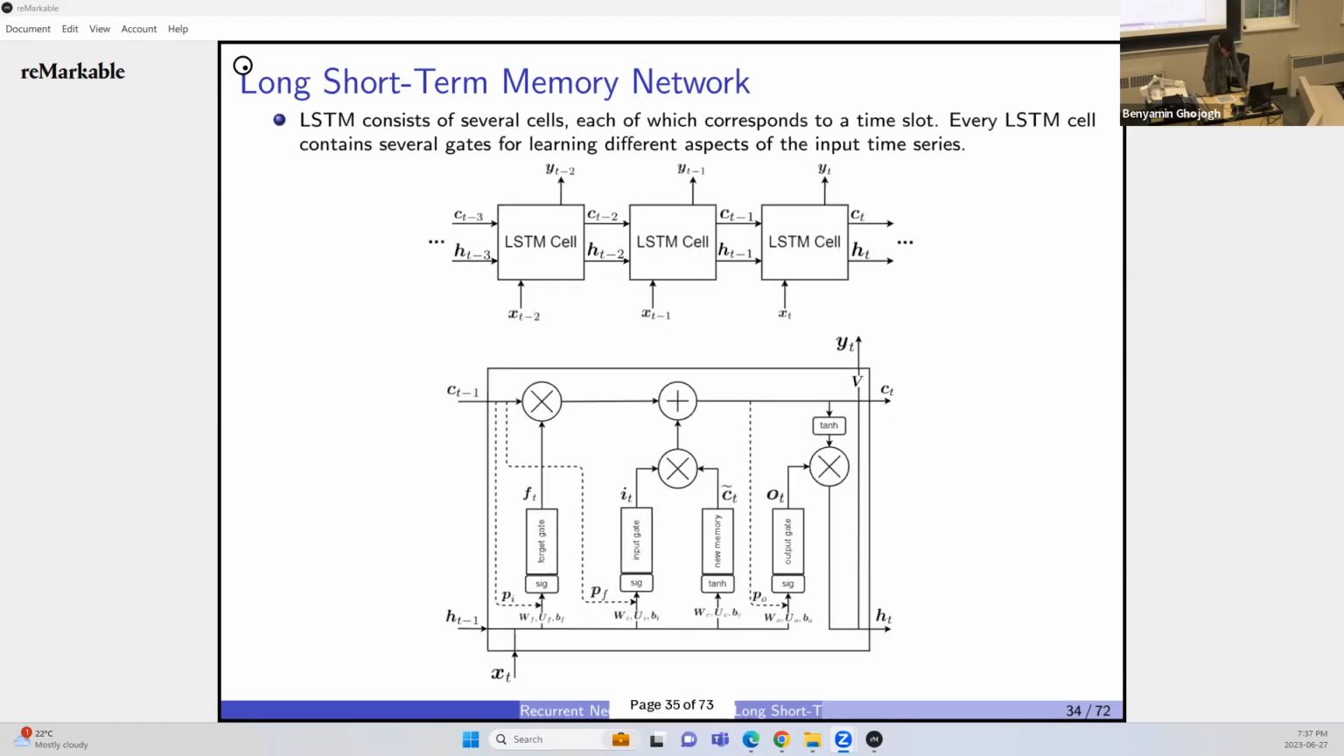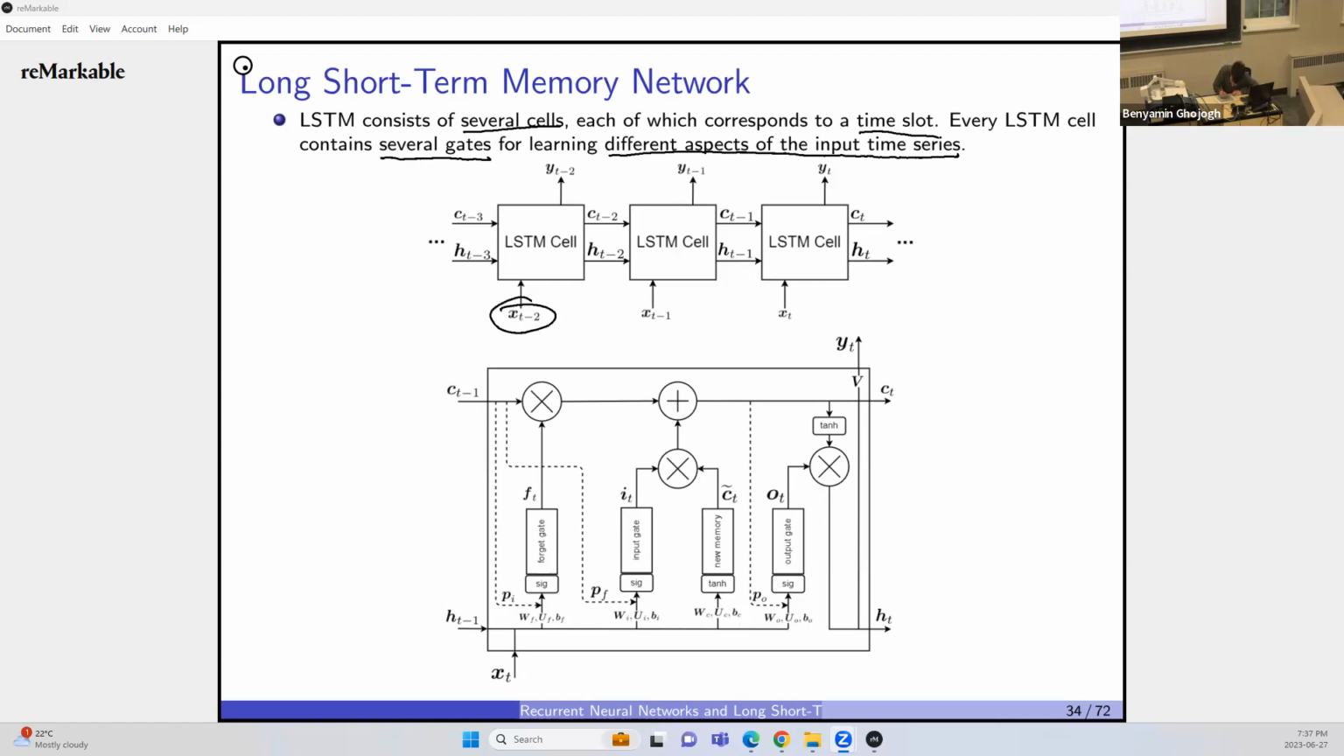So LSTM, what is it? It consists of several cells. We have several cells in LSTM, which are repeated, each of which corresponds to a time slot, right? So we have several time slots, and each corresponds to one of them. Every LSTM cell contains several gates. So we have cells, and in each cell, we have several gates for learning different aspects of the input time series. So you can see, for example, here, what is this?